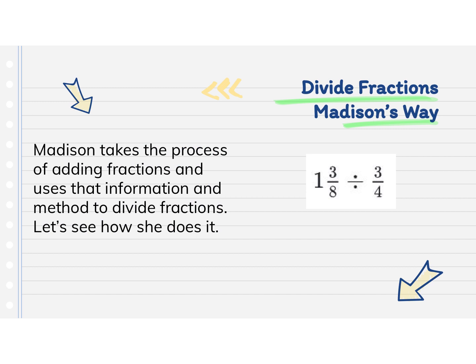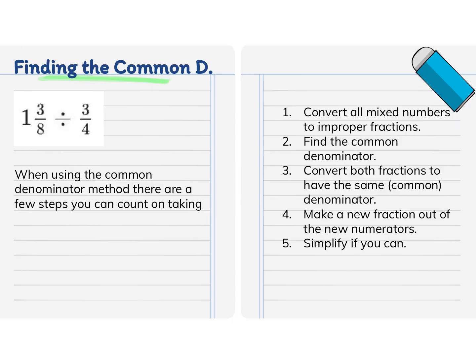So Madison's method takes the process of adding fractions, subtracting fractions, uses that common denominator method, and puts it into the division. So let's look at what that actually means. All of these steps are a lot. I do not expect you to write them down. I will have a PDF for you tomorrow that you can put all this information in. So the steps are 1 through 5, and on the next page we are going to go through them.